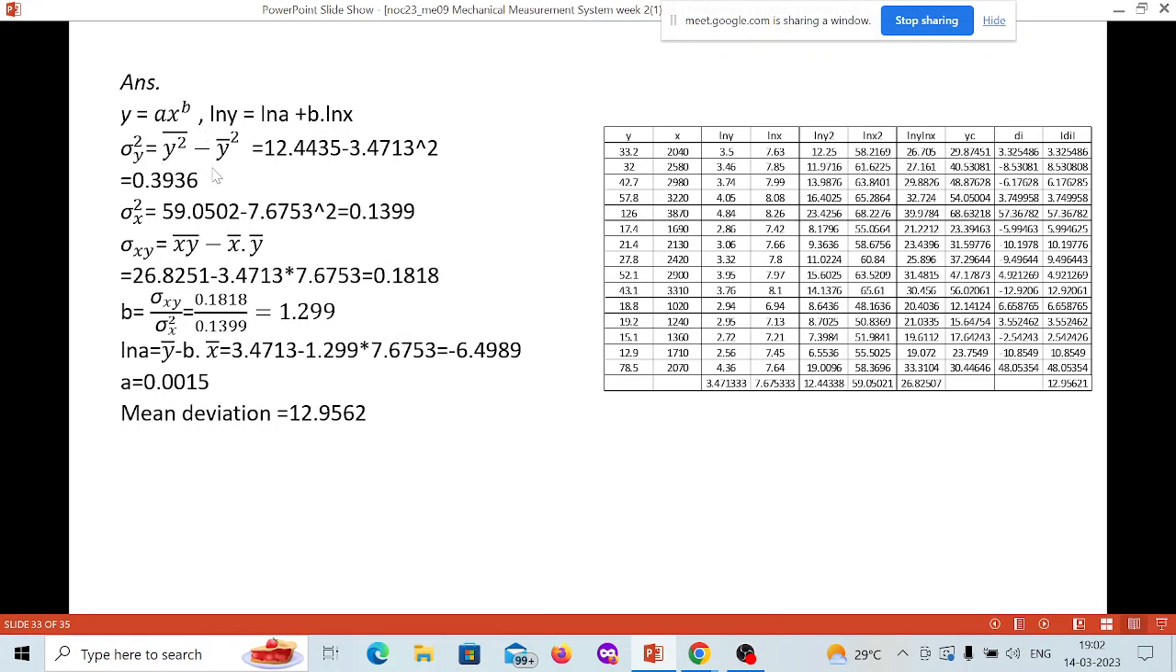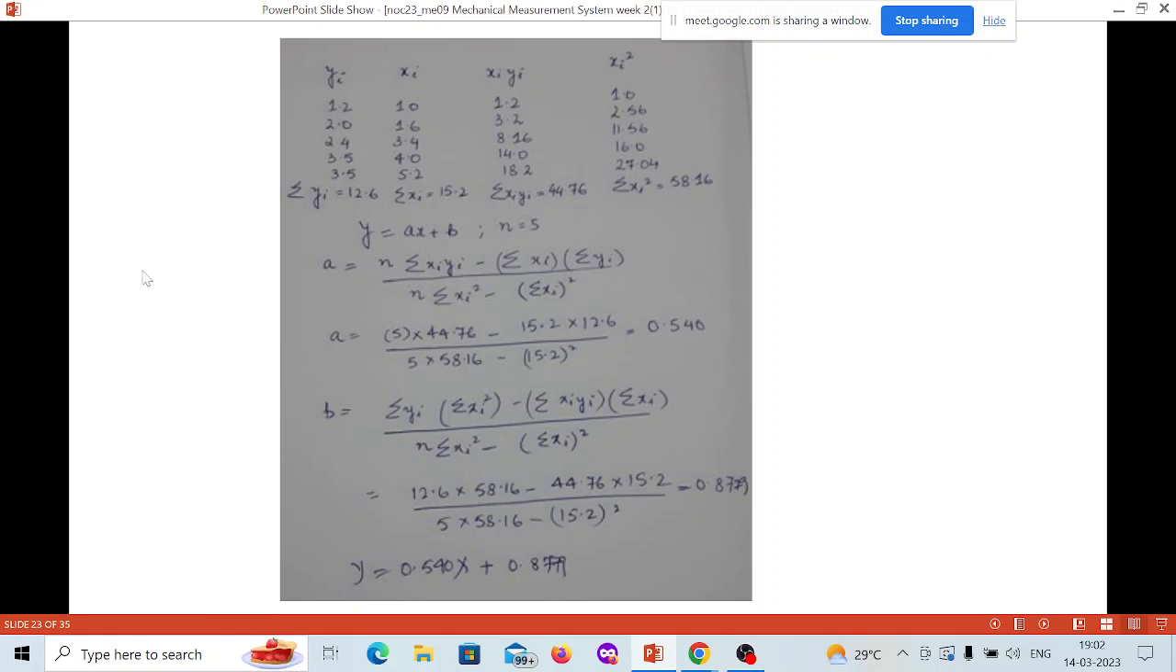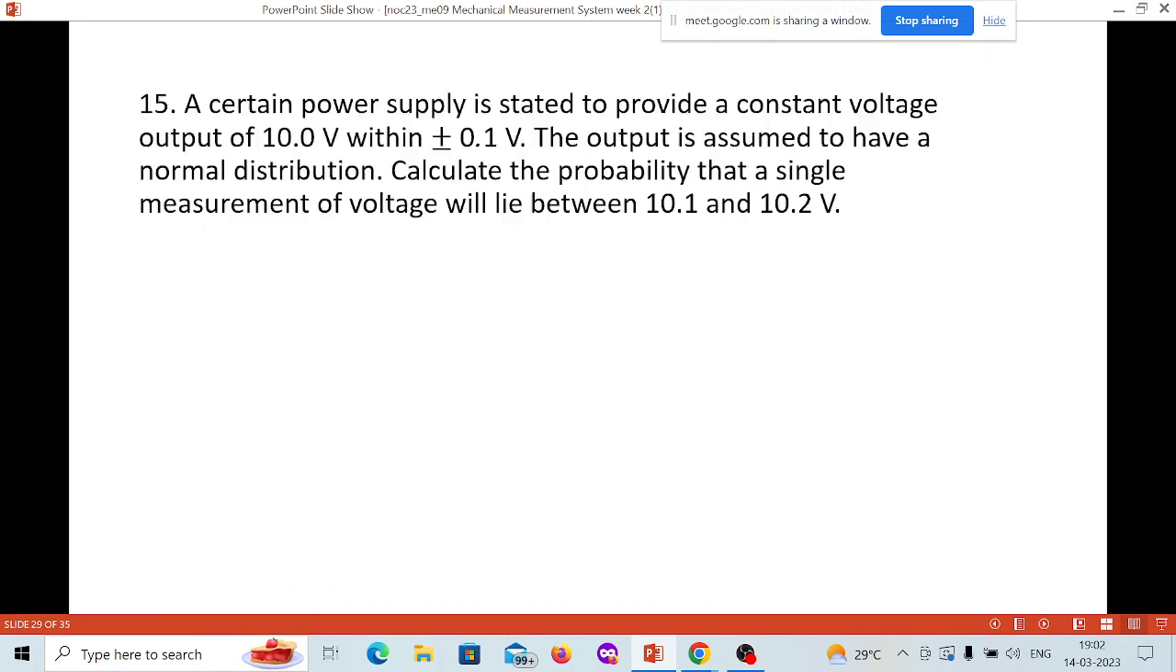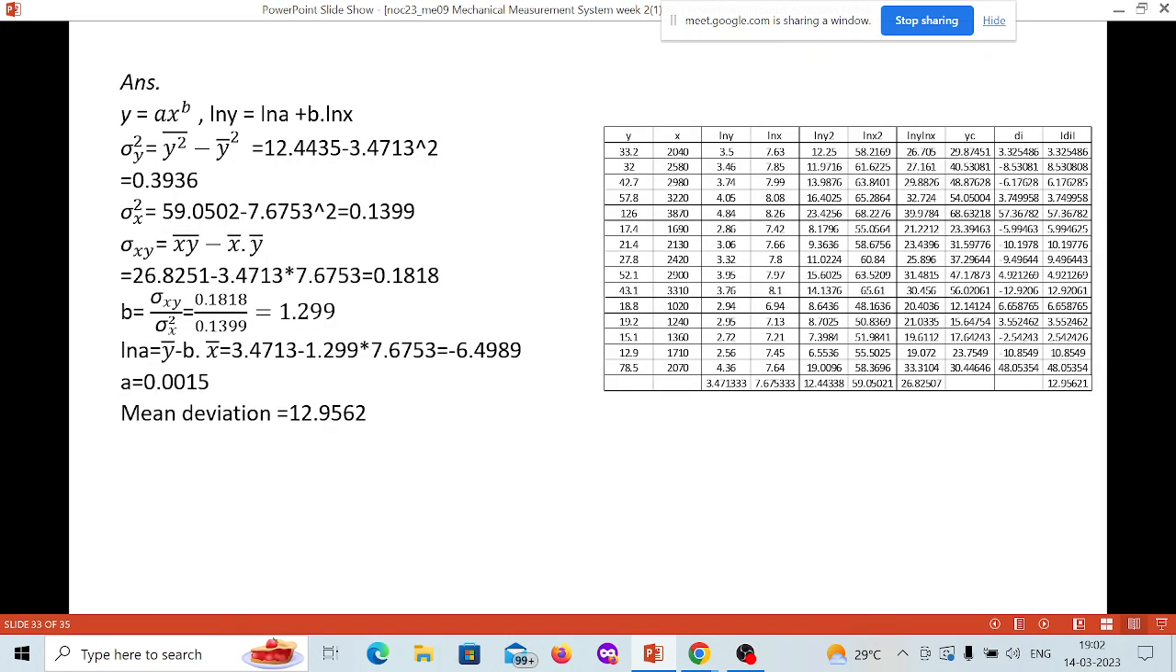In this case it's a slightly different approach, but similar to what we did in the previous case. The relation a and b can be expressed in terms of sigma values. That's what has been done here. We are finding a and b in terms of sigma values, and here sigma y square is calculated as the mean value of y square minus the mean of y, the whole square, that is sigma square y. And we know the mean value is calculated already here.